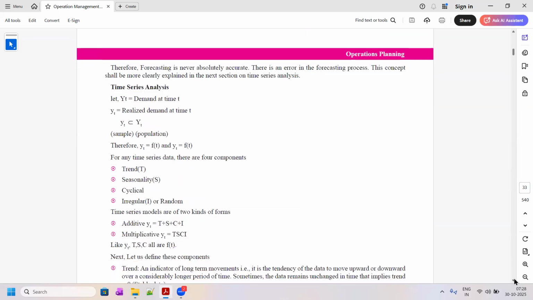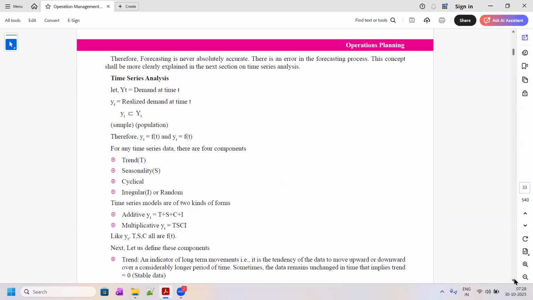So when we talk about time series analysis, we basically account for four parameters, four components. One is trend, another one is seasonality, third one is cyclical, fourth one is irregular. So when we do time series analysis, we account for the fact that your demand based on time is dependent on some parameters. Those four parameters are there. Some products behave with respect to time in different ways.